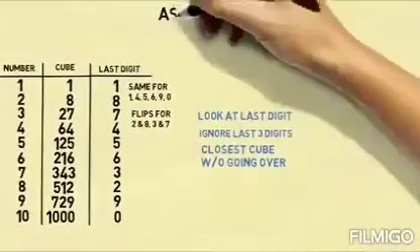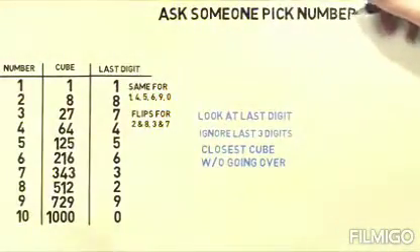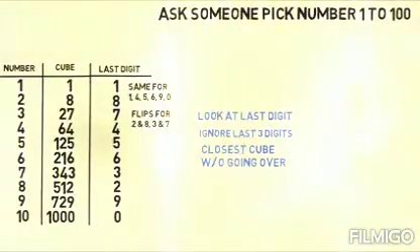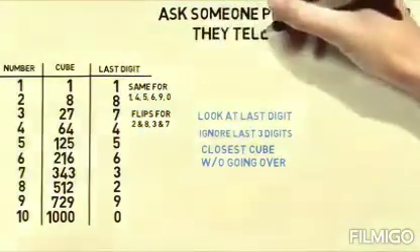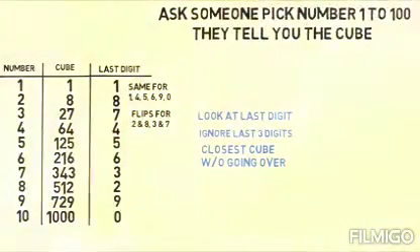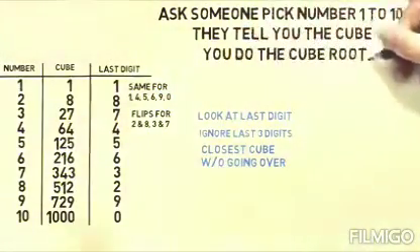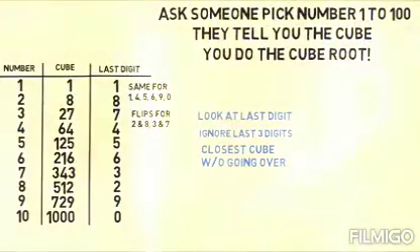So why would this ever be useful? Here's a trick you can do. Ask someone to pick a number from 1 to 100 and just think about it secretly. Don't have them tell you the number. Have them cube the number on a calculator. And once they cube the number, they tell you the cube, and you can instantly tell them the cube root by using this table and using the trick.